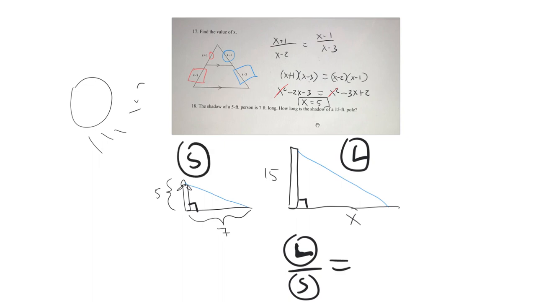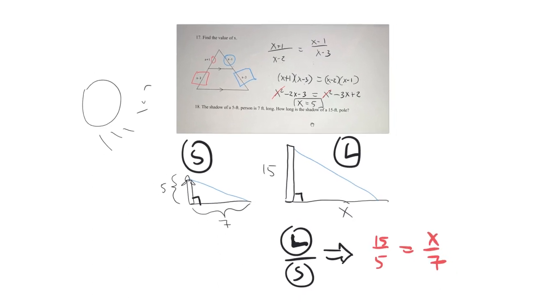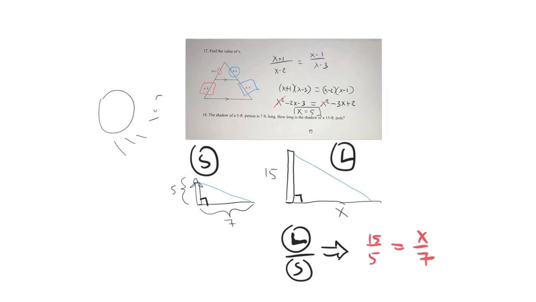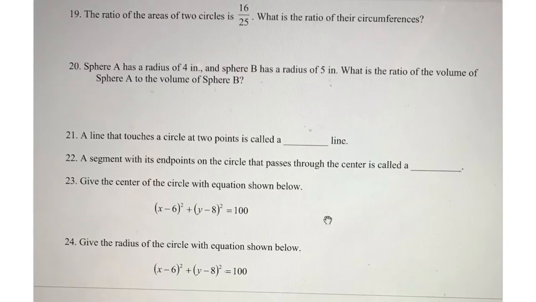So following through with that would give us 15 over 5 equals x over 7. 15 over 5 is just 3. And what we could do is multiply both sides by 7. And then x would end up being 21. So the shadow for the 15-foot pole would be 21 feet long.